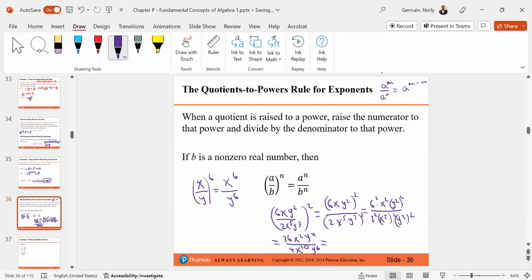Remember, our goal here is, I just take random examples. Remember, I use examples a lot to explain. 36 divided by 4 would give you 9. And then look what happened.